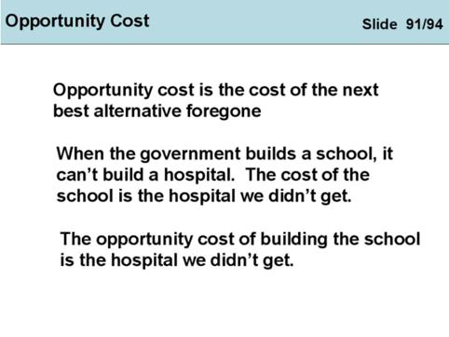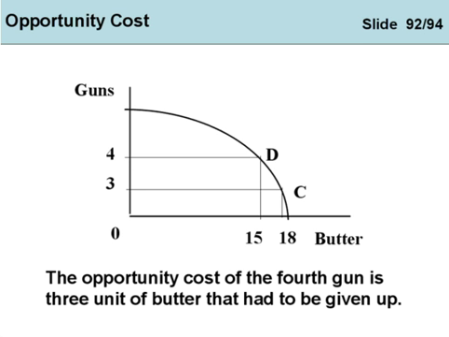Let's go back to the production possibility frontier. The opportunity cost of the fourth gun is 3 units of butter that we had to give up. That is the opportunity cost. We increased the number of guns, we got to decrease the amount of butter. There's a trade-off. Okay, that introduces us to the Robbins definition. This will be padded out more as we cover more economics in the introductory classes.